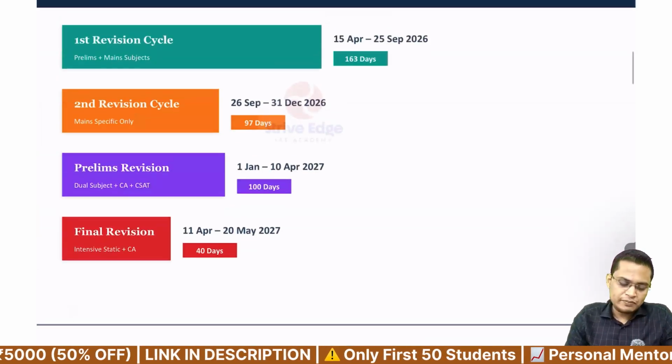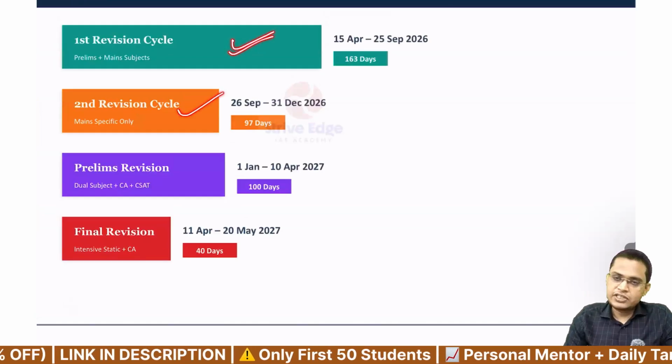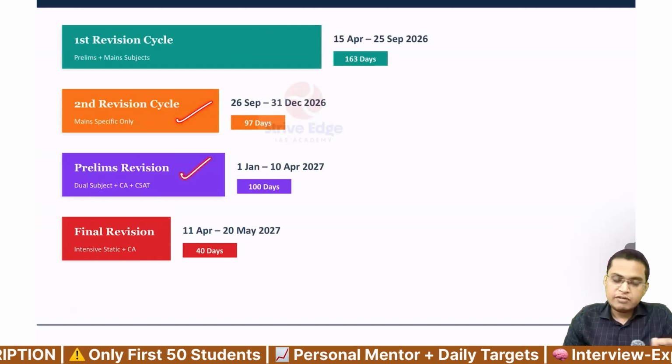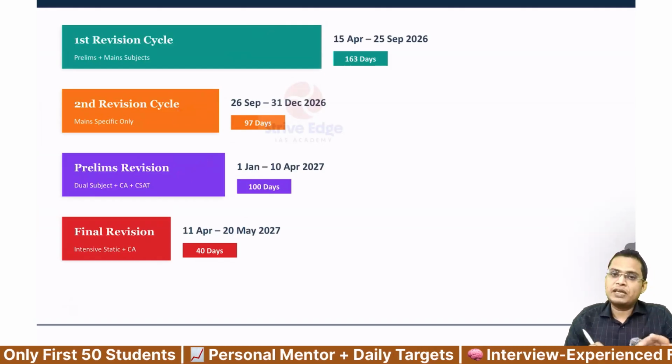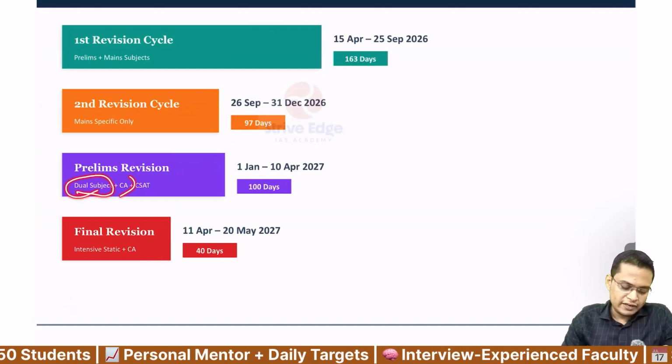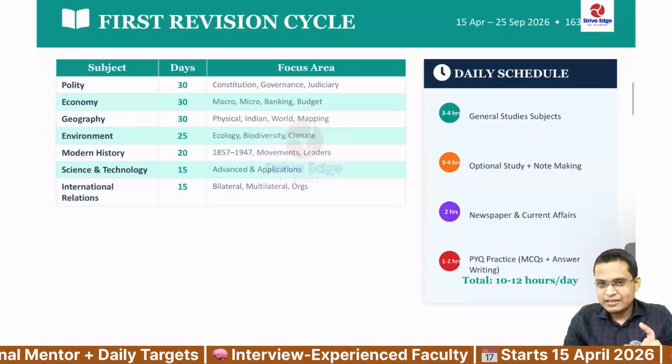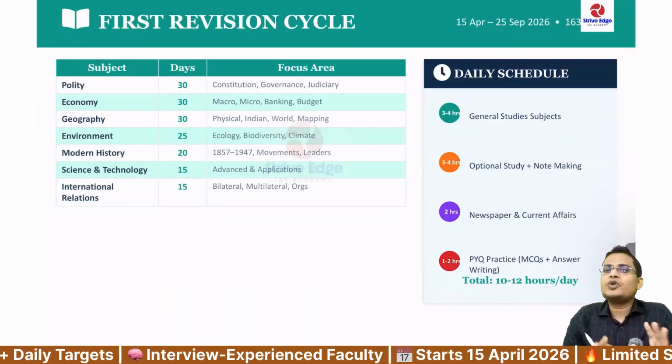So these are the 4 steps. First revision, second revision: in the first year you are going to do the prelims and main-specific. Here only main-specific. Here you are going to do prelim-specific, like all these dual subjects and current affairs, CSAT. So finally, here you are revising everything. So let's see how you are going to prepare in each phase.